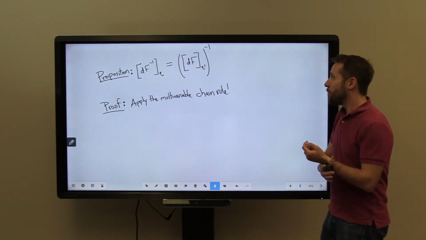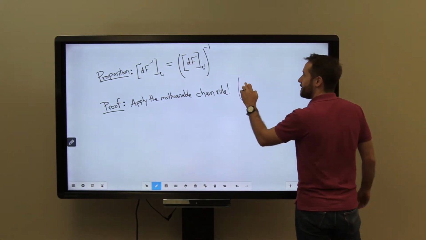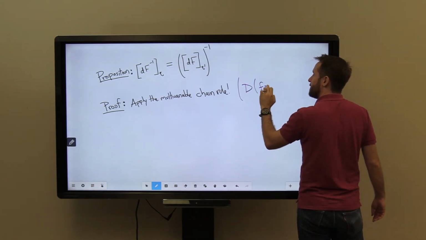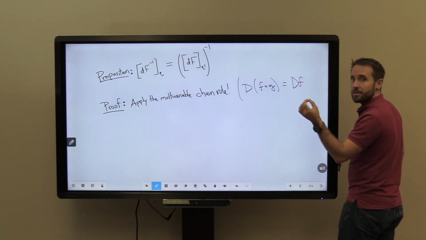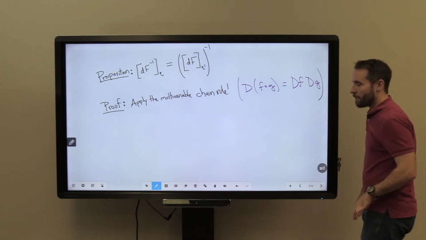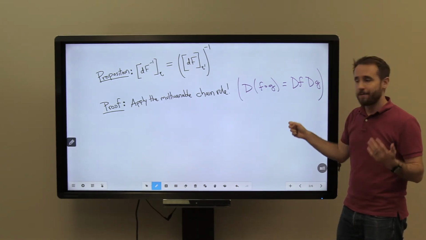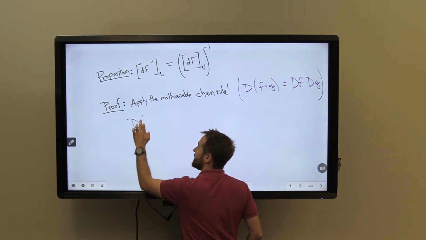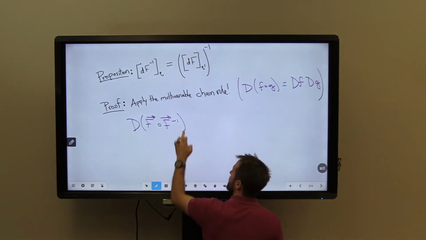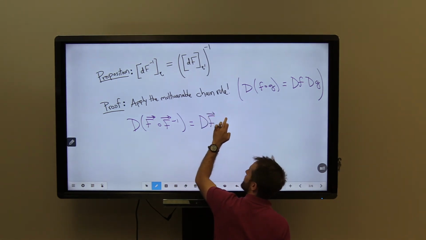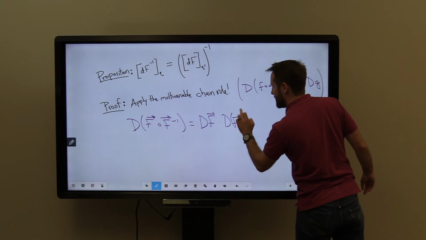And so how do we prove this? Well, we just have to apply our multivariable chain rule. As a reminder, the multivariable chain rule said that if you have a differential of a composition of functions, f of g, that was equal to df, that differential, times dg via matrix multiplication. So what happens if I compute the differential of my function capital F composed with my function capital F inverse? If I want to do that, I end up with d of F of F inverse, which is just going to be dF times d of F inverse.